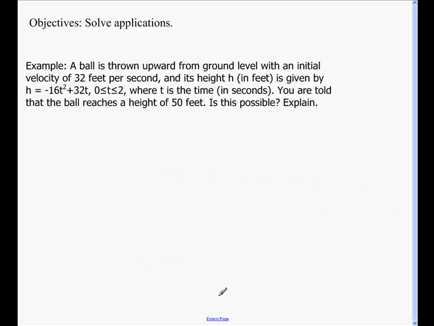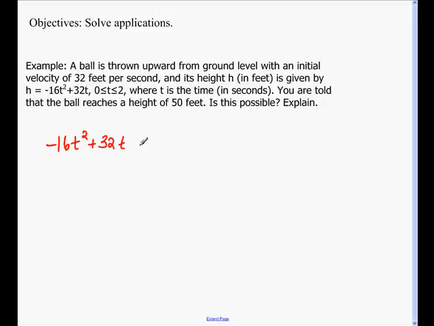Okay, and let me finish up with one application that I just want you to think about how this polynomial stuff can help you solve these particular types of problems. Here we have a ball is thrown upward from ground level with an initial velocity of 32 feet per second, and its height h is given by h equals negative 16t squared plus 32t, where t has to be between 0 and 2. You're told that the ball reaches a height of 50 feet.